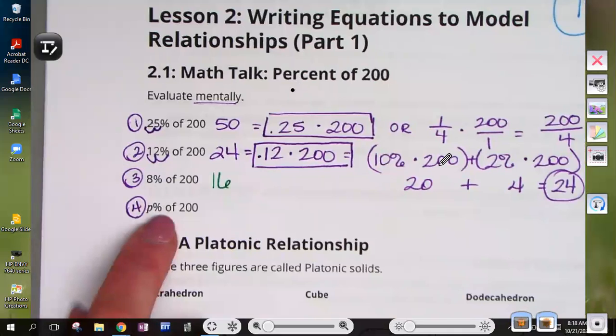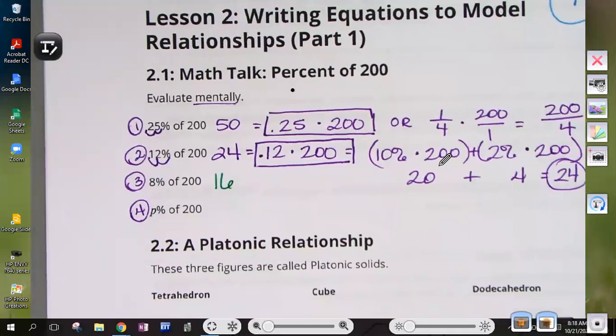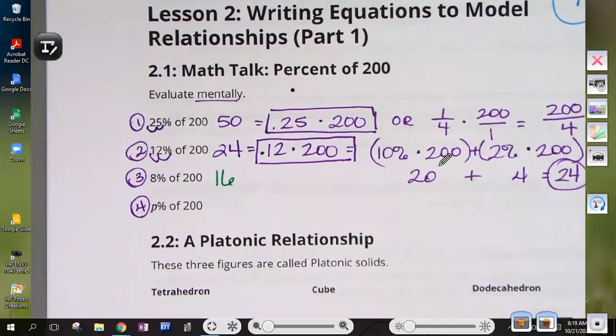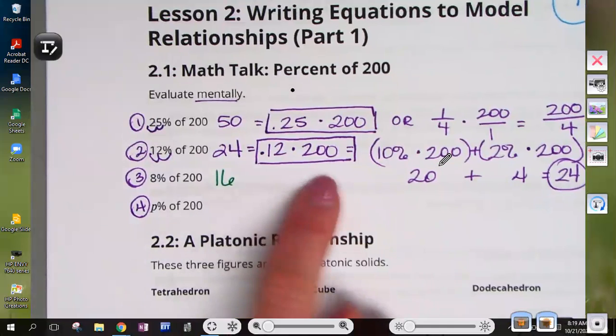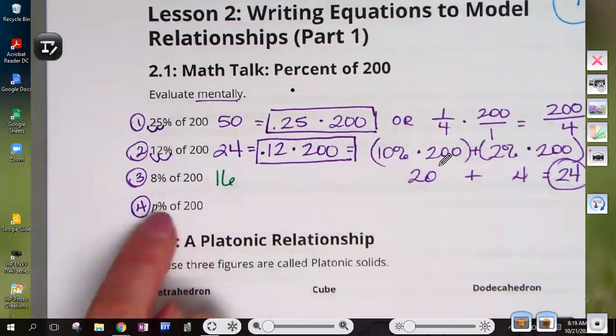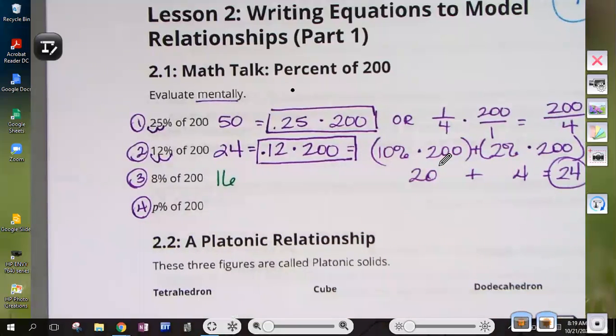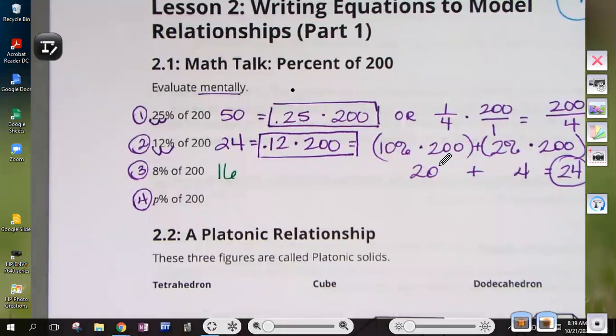All right, and then finally, we have p% of 200. So how would we show that mathematically? How did we do it? Hayden, what do you think? I just put X. Well, it's wanting you to come up with like how we showed the steps over here of what we did. It wants us to use the variable P instead of whatever percentage that we use. So what could we do? How could we show that mathematically?